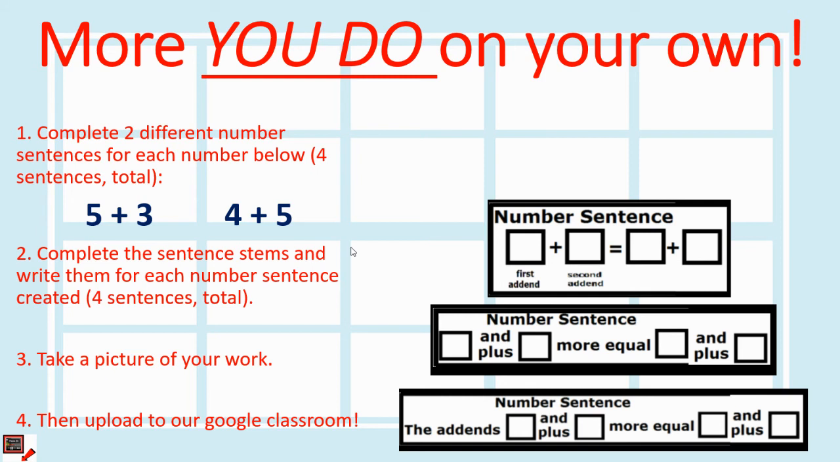Some more work on your own, class. Number 1 says, I want you to complete two different number sentences for each number below. So I have 5 plus 3. I want you to show me two different ways you can make 5 plus 3. I have 4 plus 5. Show me two other ways you can make 4 plus 5. Complete the sentence stems and write them for each number sentence. Take a picture of your work and then add it to Google Classroom.